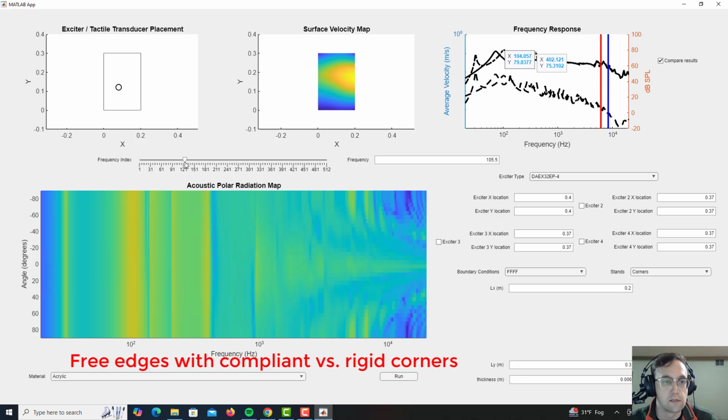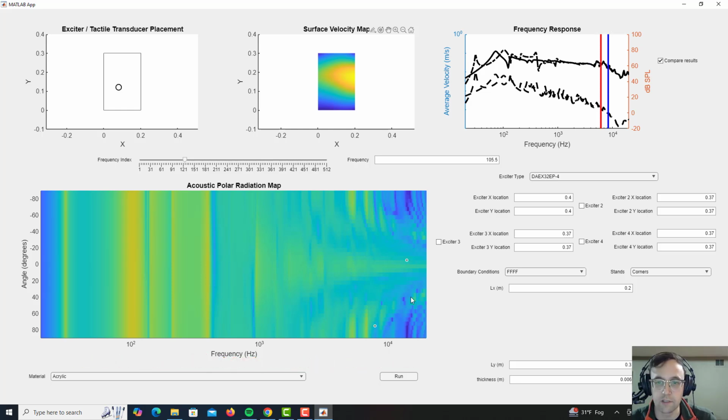Huh. Okay. Cool. Well, both of these are pretty good, to be honest. Honestly, the totally free one is maybe better because it's just flatter in here. But the free with the corner supports is not terrible either. Until they get screwed up here by the coincidence frequency and the critical frequency.